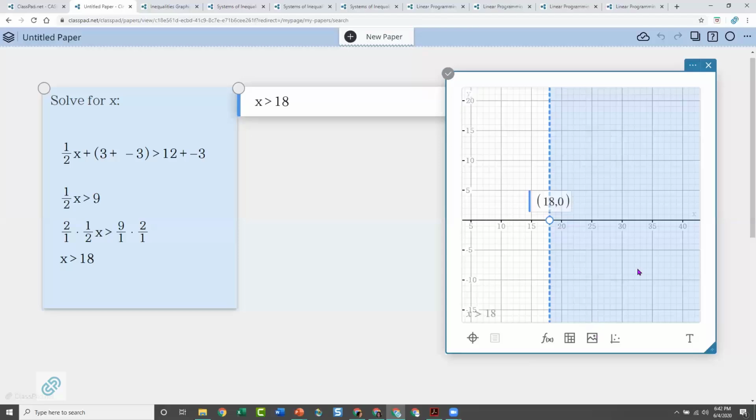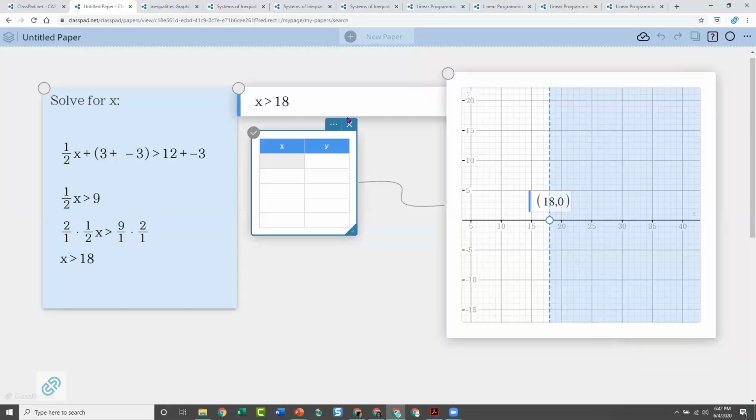And here's where ClassPad.net has the ability. So I have this equation, but maybe I want to look at other possible answers. Down here at the bottom, there's other things you can do. So we've graphed an equation. I could add a table. I could put a picture in here. That doesn't make any sense right now. I could also plot some points. So this is what I'm going to do. I'm going to pull this one up.